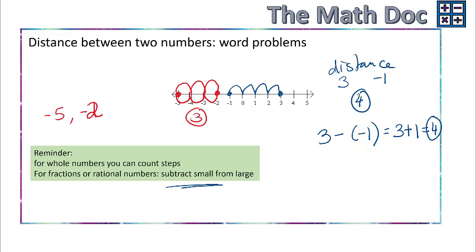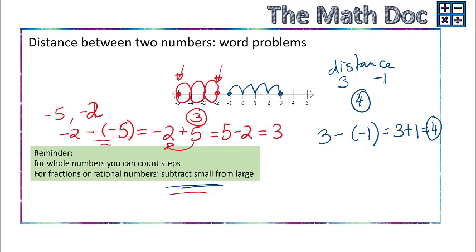Let's look at doing this with the subtraction. So our larger number here is -2, so it's -2 minus our smaller number, which is -5, again in parentheses. So that's just -2 plus 5. So that's 5, take away 2. If we change the order, 5 minus 2 is just 3. So we get the same result regardless of whether we're using the counting method or the subtraction.